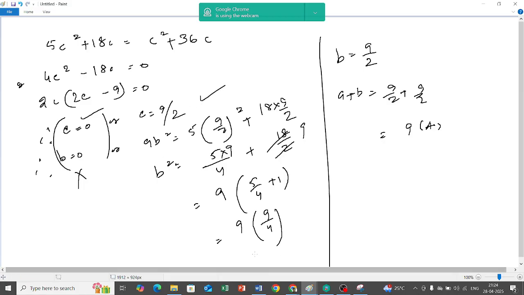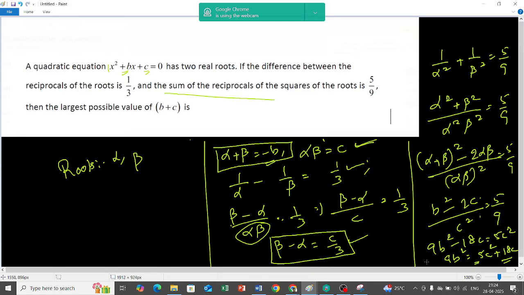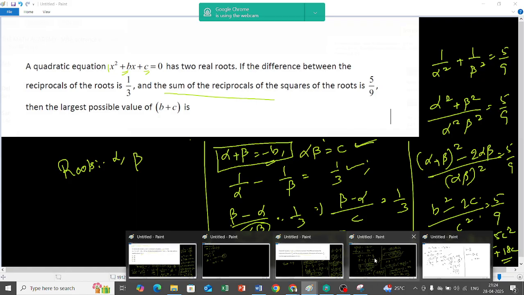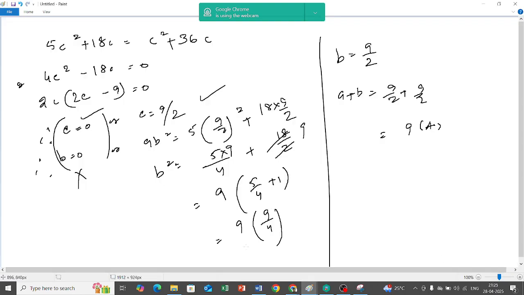When we take this, we are putting the value of c over here in this equation. When we put it in this equation, we are getting the value of b as 9 by 2. So b plus c is 9 by 2 plus 9 by 2, that is 9.